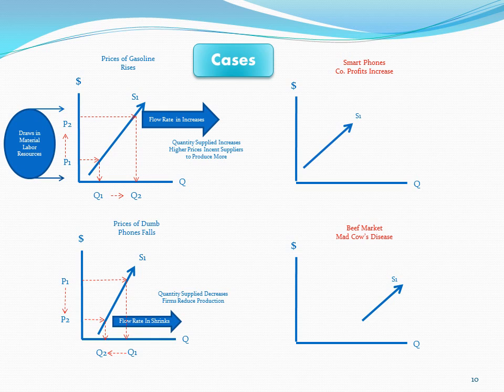So the rate of flow shrinks as the price falls. And in this particular case, instead of attracting resources, the resources are being pushed out. The signals are saying, hey, we don't need as many resources in this industry anymore. Maybe you should use them somewhere else.